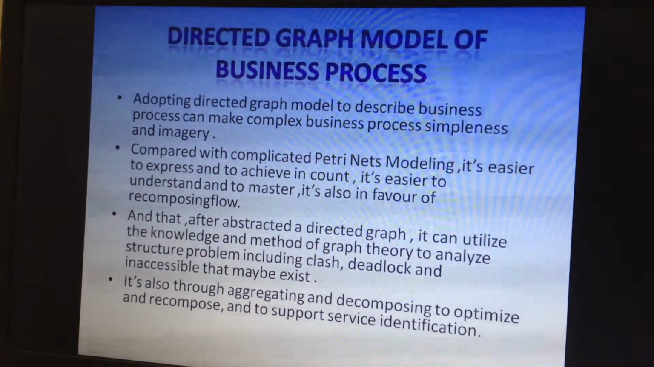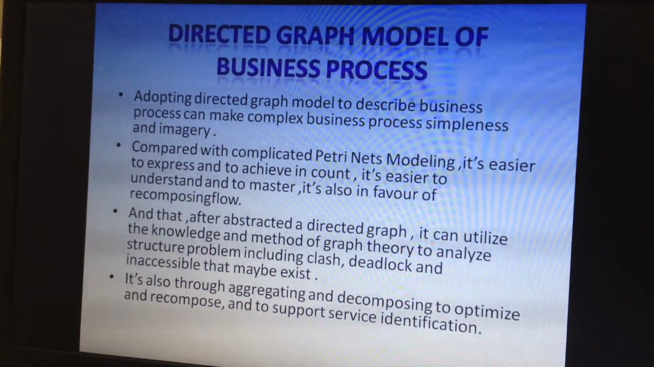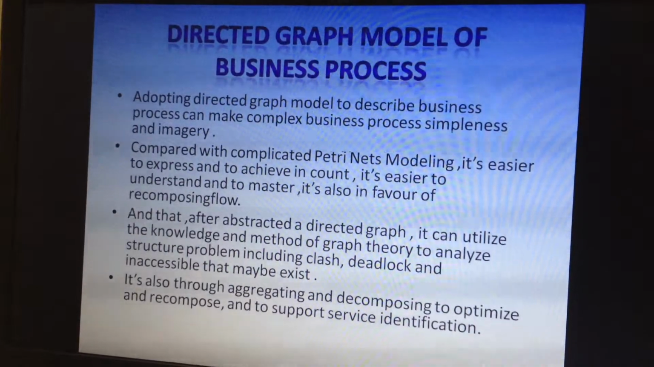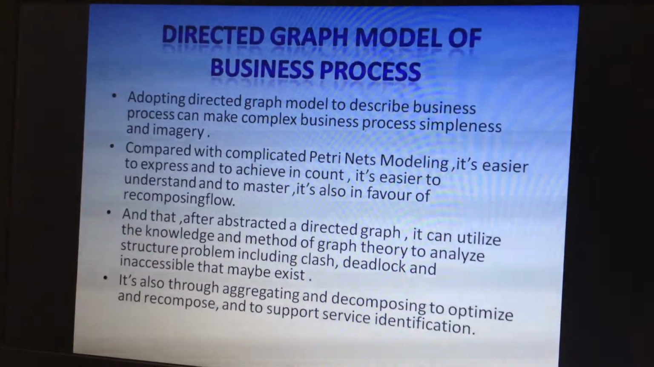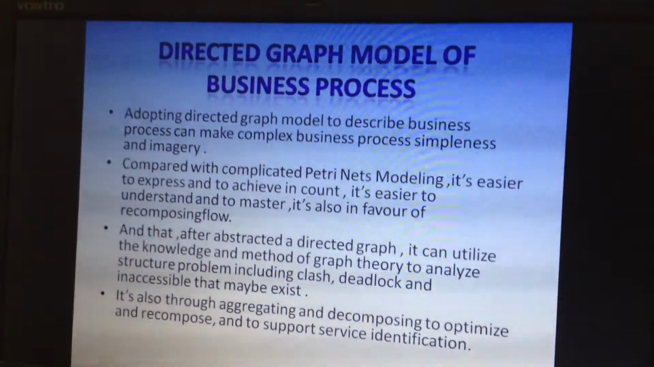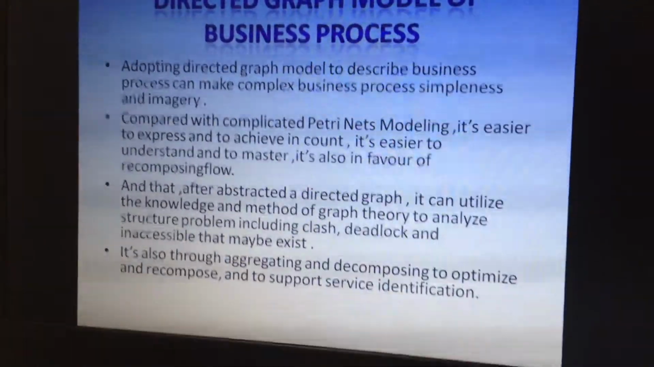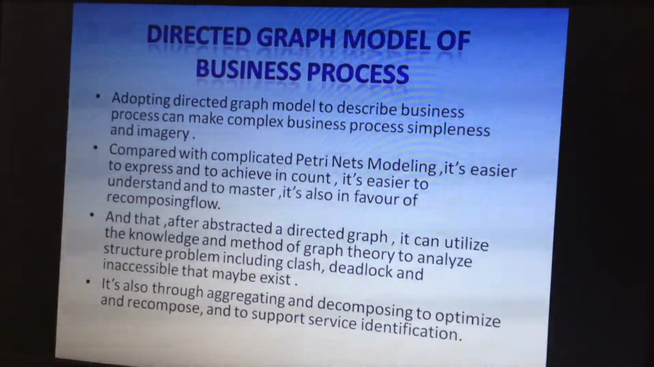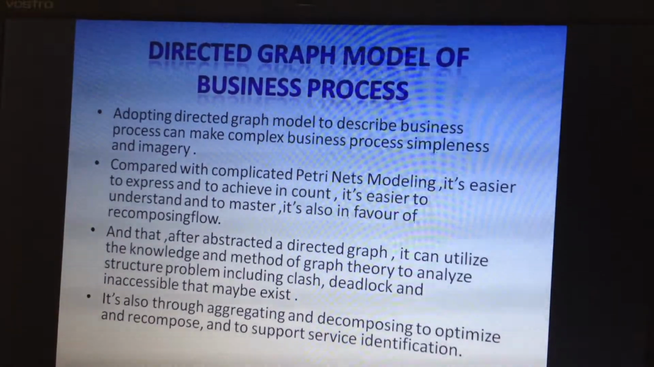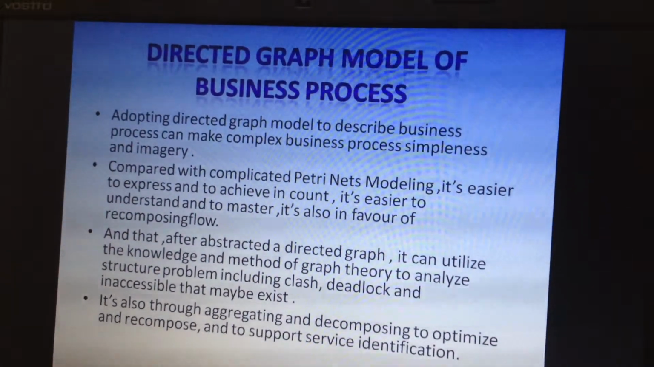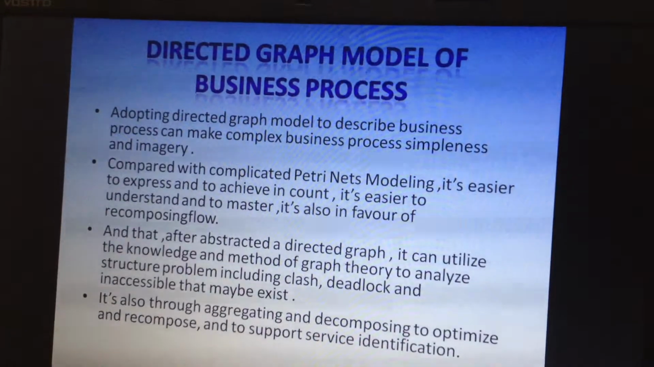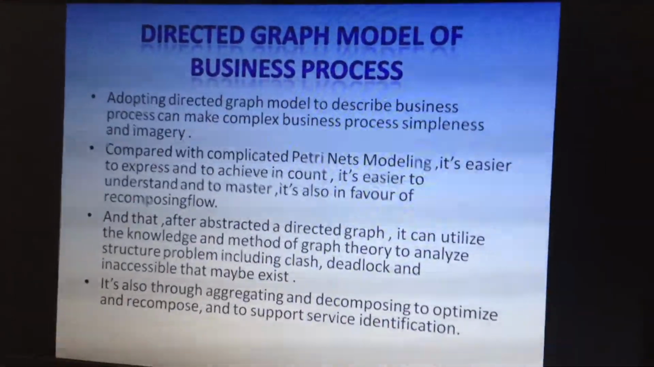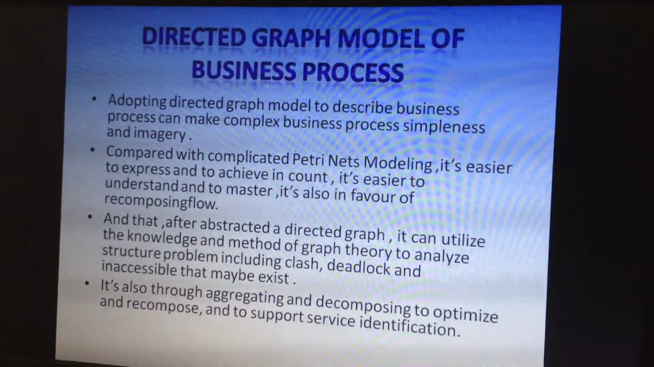which can make complex business processes simpler and more imaginable. Compared with complicated Petri nets modeling, it's easier to express and to achieve in code. It's easier to understand and to master. It's also in favor of recomposing flow. And after abstracting a directed graph, it can utilize the knowledge and methods of graph theory to analyze structure problems, including clash, deadlock and inaccessibility that may exist. It's also through aggregating and decomposing to optimize and recompose and to support service identification.